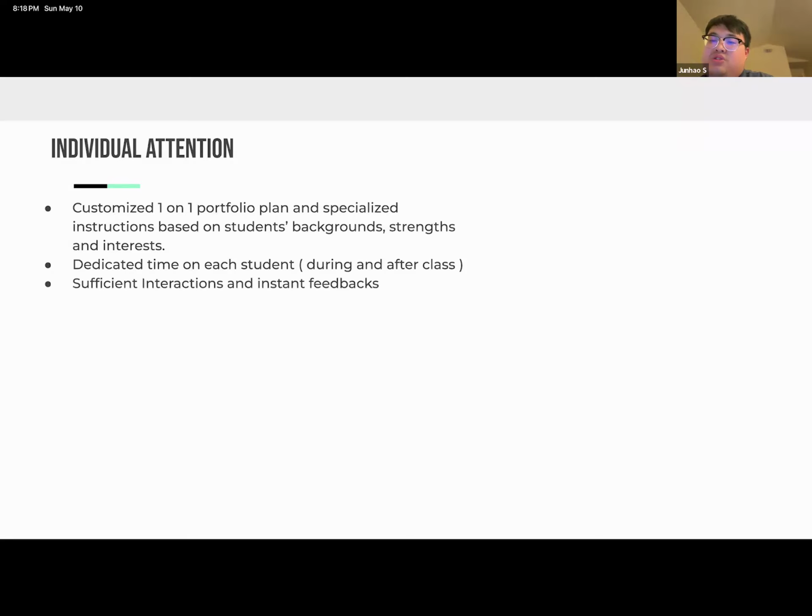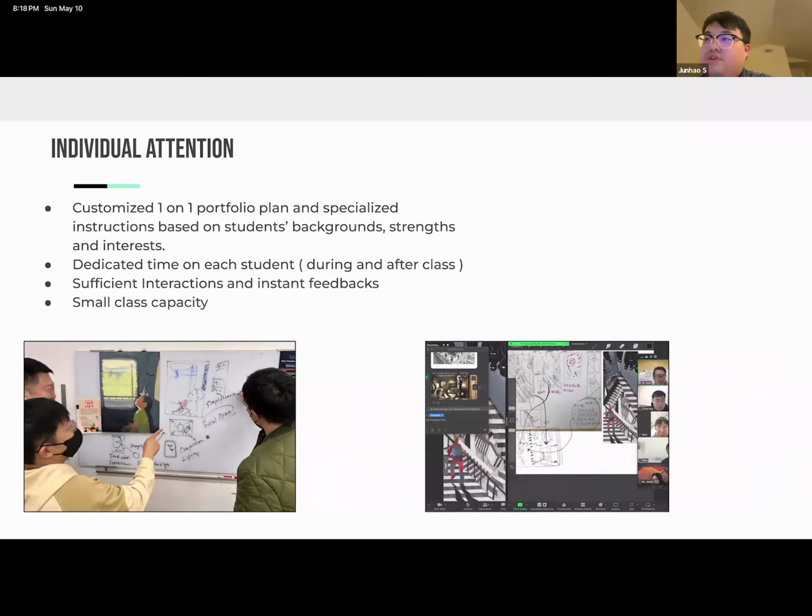Most importantly, our support doesn't stop when the class ends. Our instructors provide dedicated time, both during and after class, to ensure no one falls behind.